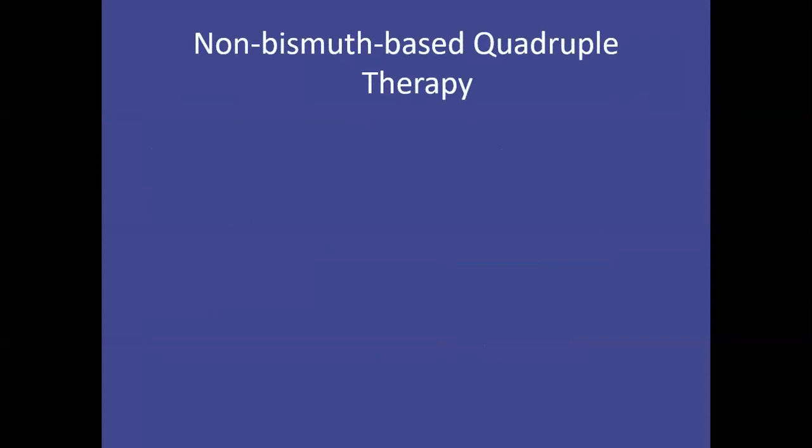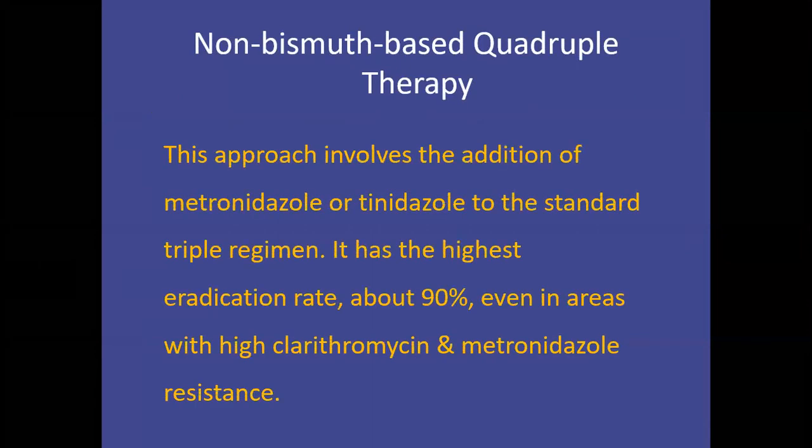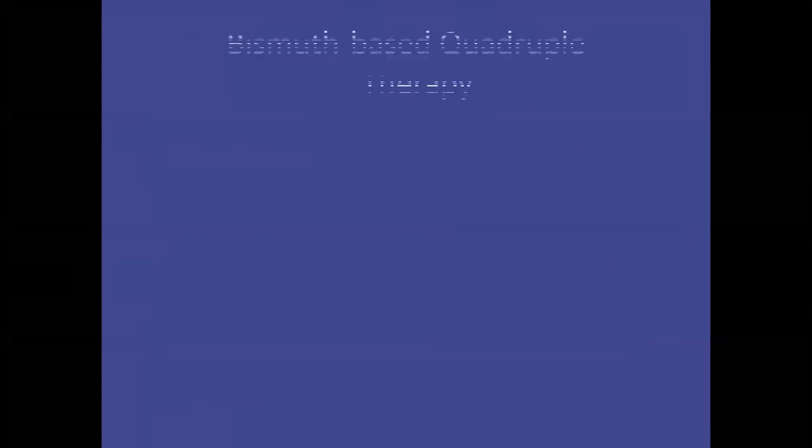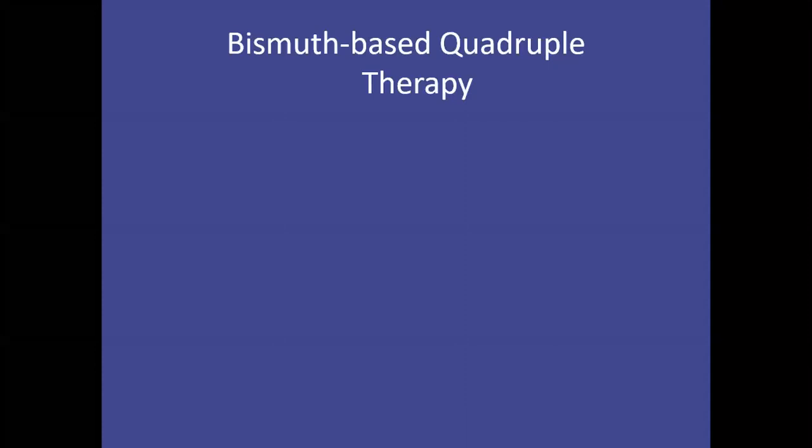And then we have non-bismuth based quadruple therapy. This approach involves the addition of metronidazole or tinidazole to the standard triple regimen, which I discussed in the previous slide. It has the highest eradication rate, about 90%, even in areas with high clarithromycin and metronidazole resistance. I will show you in the last slide why sometimes quadruple therapy is required, not the triple therapy. And then someone asks, can we use bismuth in the eradication of H. pylori? Yes, this is the answer. This slide is the answer to that question.